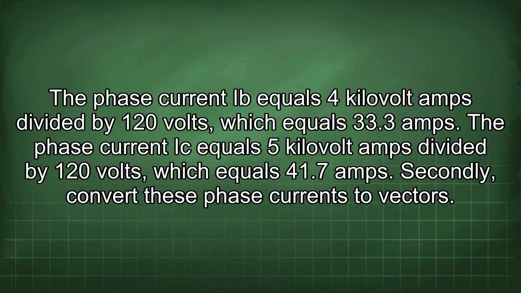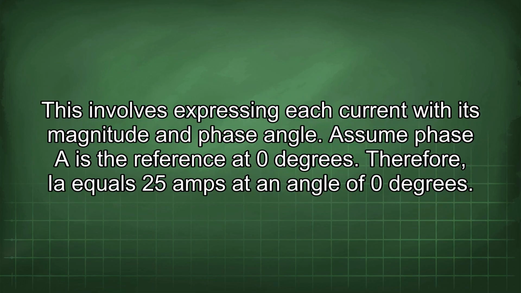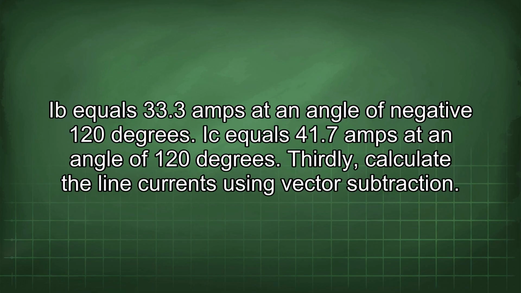Secondly, convert these phase currents to vectors. This involves expressing each current with its magnitude and phase angle. Assume phase A is the reference at 0 degrees. Therefore, IA equals 25 amps at an angle of 0 degrees. IB equals 33.3 amps at an angle of negative 120 degrees. IC equals 41.7 amps at an angle of 120 degrees.